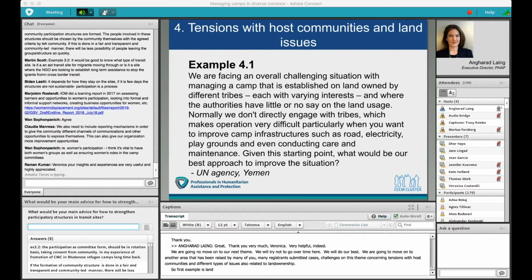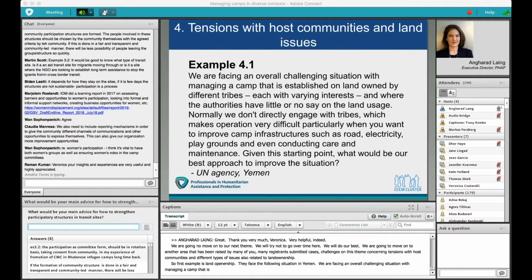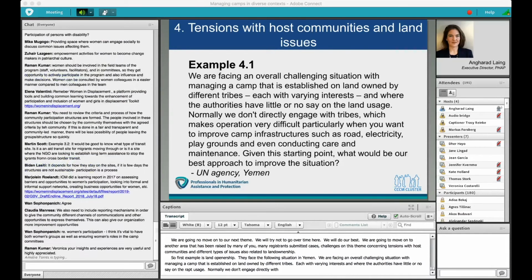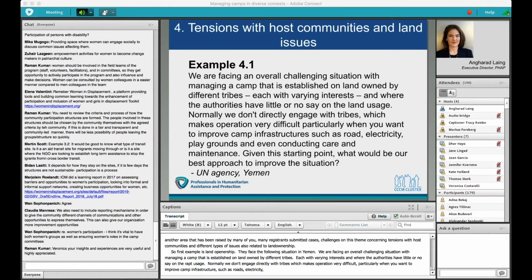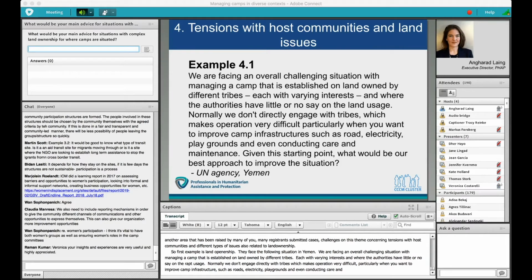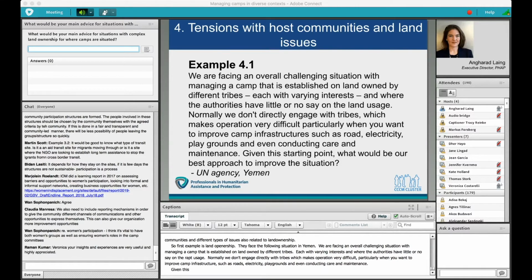We are facing an overall challenging situation with managing a camp that is established on land owned by different tribes, each with varying interests, and where the authorities have little or no say on the land usage. Normally, we don't engage directly with tribes, which makes operation very difficult, particularly when you want to improve camp infrastructure such as roads, electricity, playgrounds, and even conducting care and maintenance. Given this starting point, what would be our best approach to improve the situation?